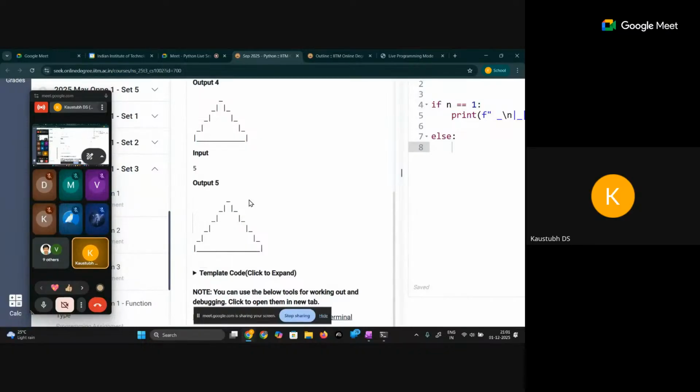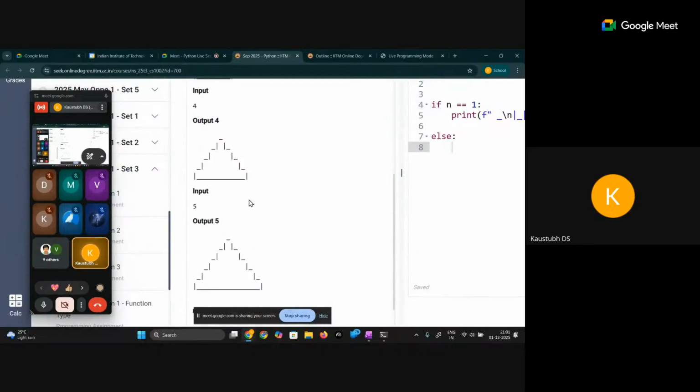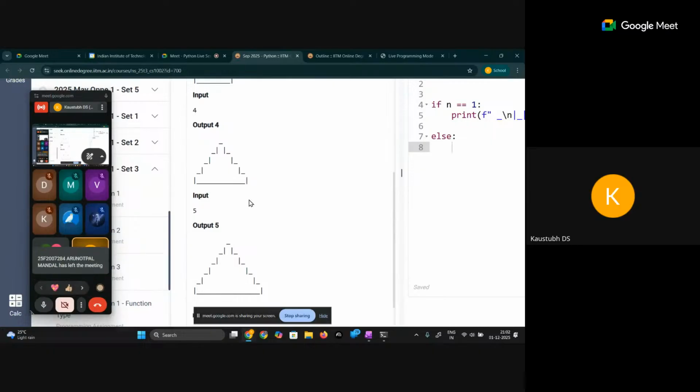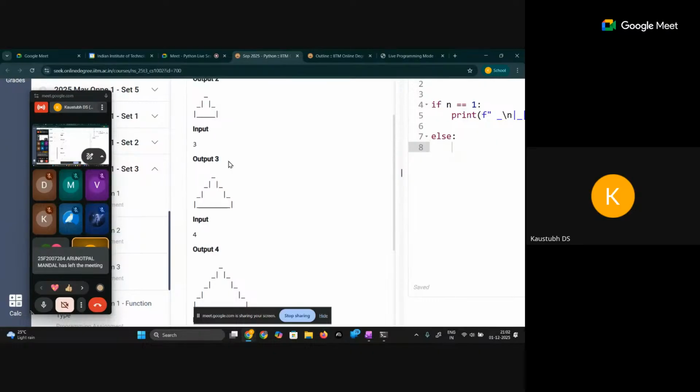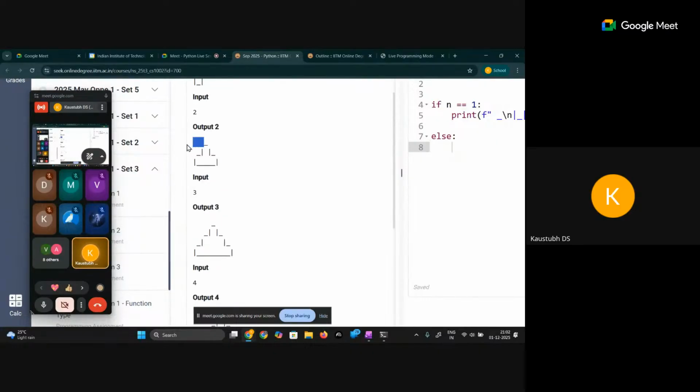So up until here, clear, right? Now I'm going to start solving the question. The first thing which I'll try to find, starting from output number two, because output one we have already solved, is how to print the first line. Always how to print the first line.